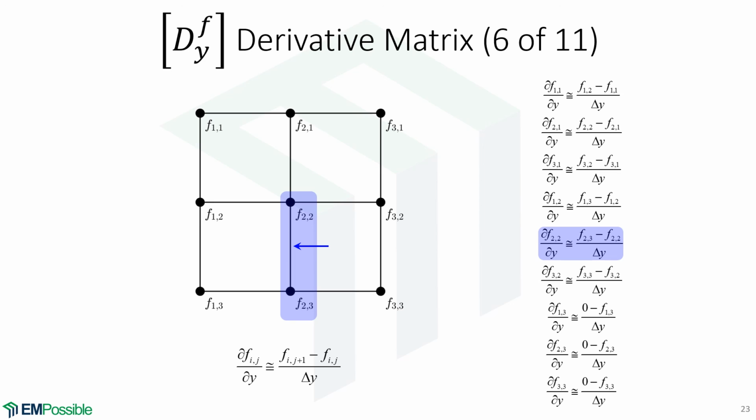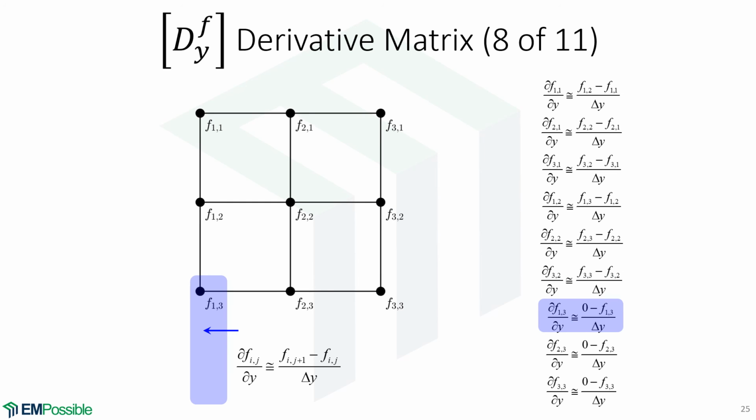Next point. No boundary condition problems. Looks like an easy one. Our finite difference approximation will be F23 minus F22 divided by the spacing between them, which is delta y. Next point, still no boundary condition problems. Our finite difference approximation will be F33 minus F32 divided by the spacing between them, which is delta y.